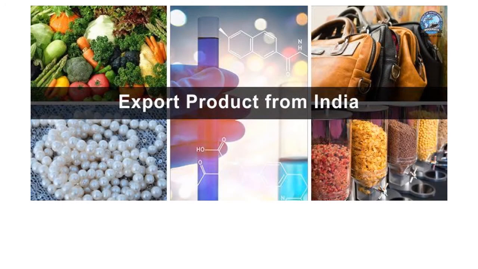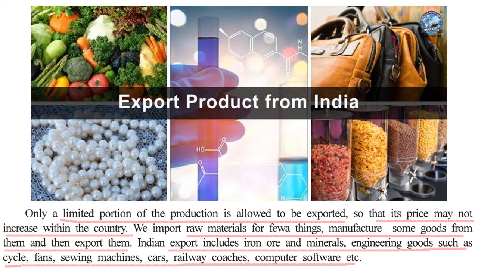Next is the export trade of India. These are the products which we export from India. Only a limited portion of the production is allowed to be exported because if we export everything, the internal price of those products will increase, which may affect our internal trades. We import raw material, manufacture goods from them and then export those goods. Indian exports include iron ore, minerals, engineering goods such as cycles, fans, sewing machines, cars, railway coaches, computer software, etc.